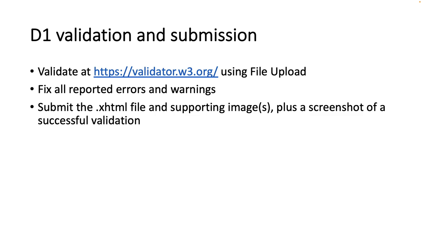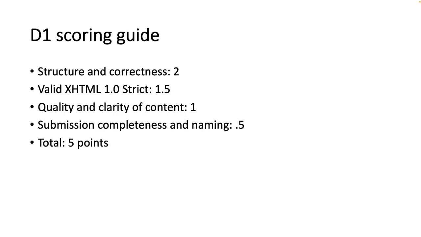So the way we'll score this is you'll get 2 points for structure and correctness. You'll get 1.5 points for valid XHTML 1.0 strict compliance. You'll get 1 point for quality and clarity of content. That seems a little bit subjective, but I'll show you what I mean here in a second. And then your submission completeness and naming will get you 0.5 point. And if you get all of those right, and I'll demonstrate how to get all of those right, you will receive the full 5 points for D1.